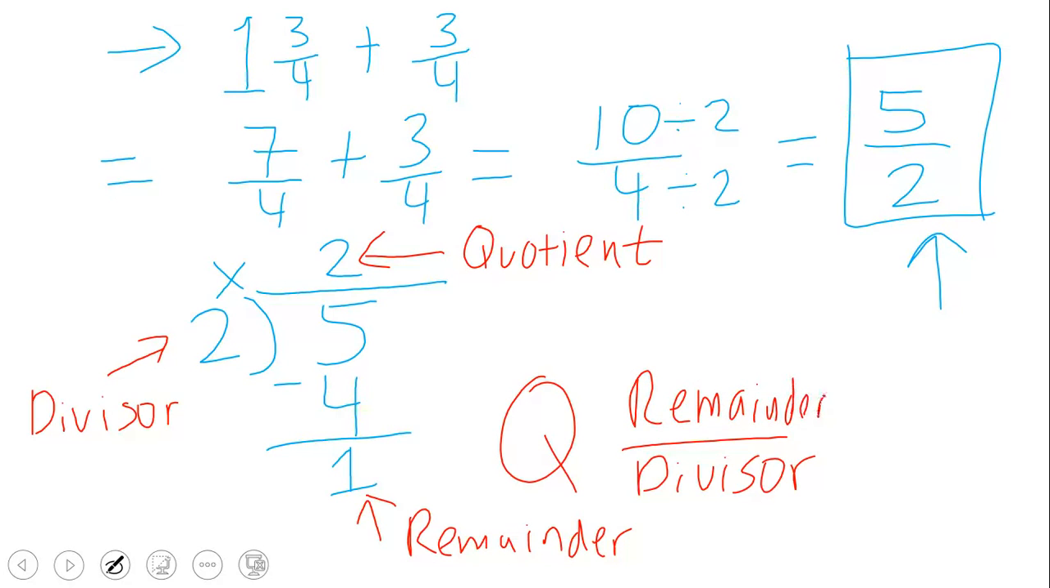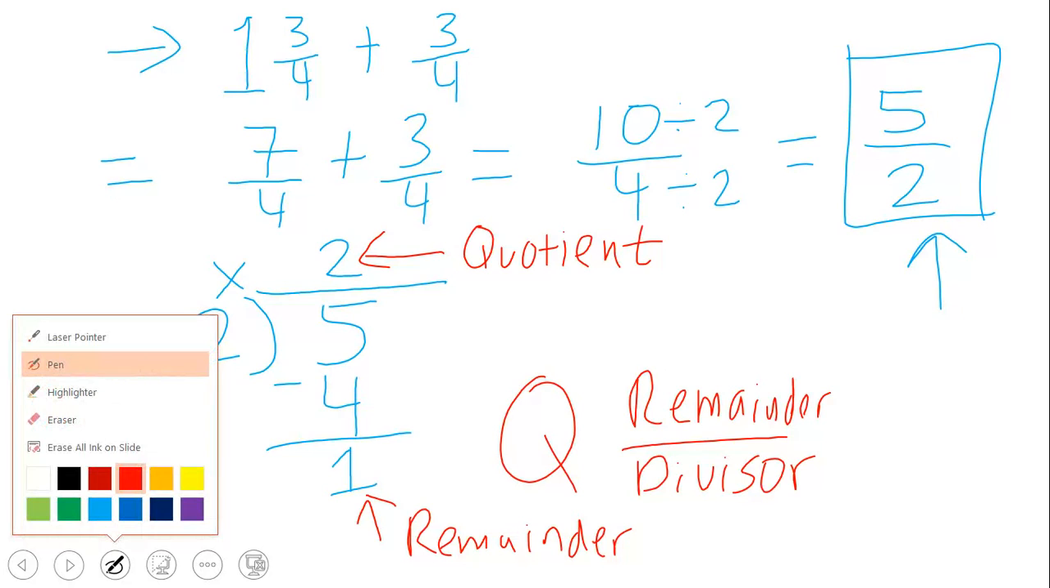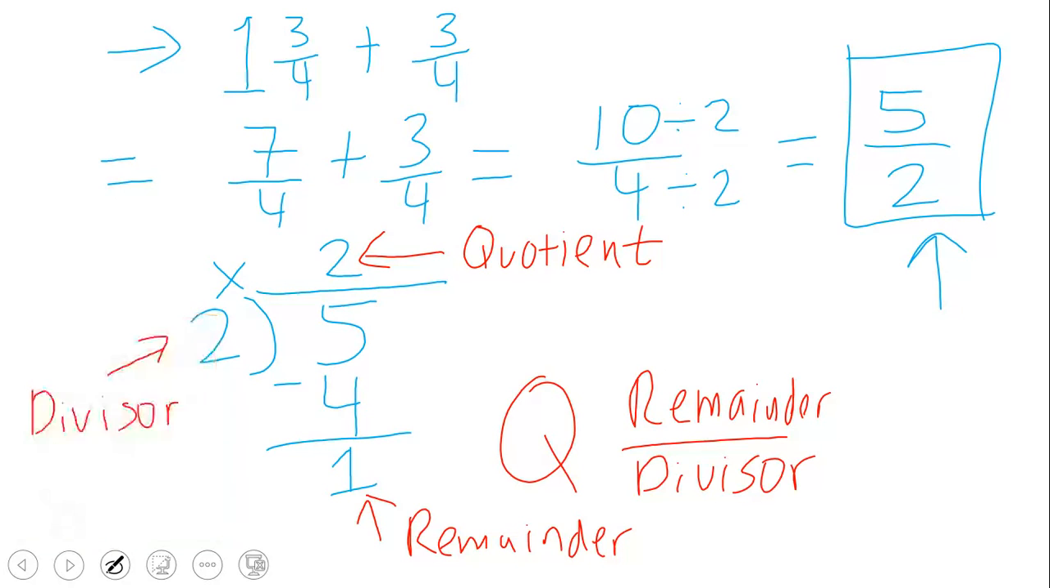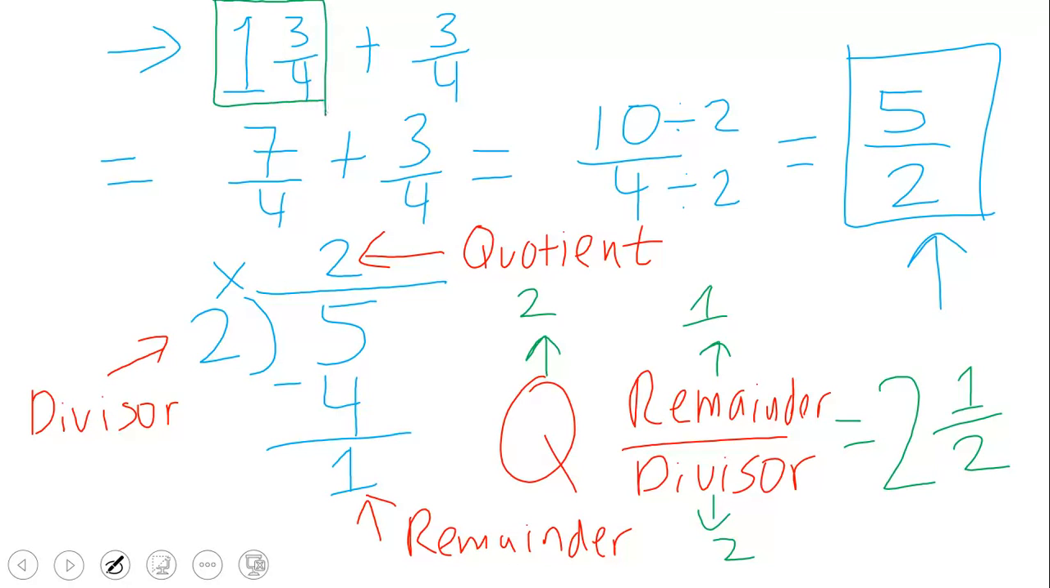Okay, so therefore 5 over 2 written as an improper fraction, written as a mixed number, is the following. The quotient here is 2, the remainder here is 1, and the divisor here is 2. So this equals 2 and 1 over 2. Note that when we take 1 and 3 over 4 and we add it to 3 over 4, we get 2 and 1 over 2.